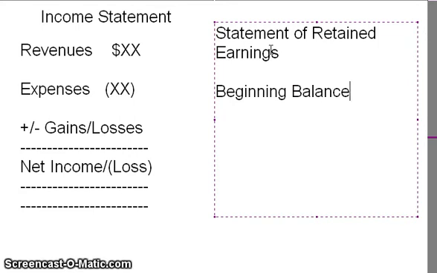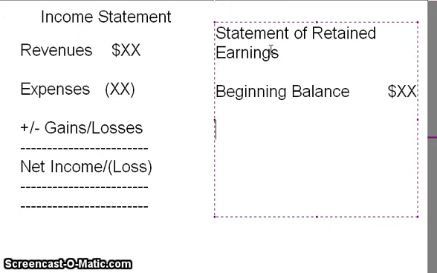You would start off with a beginning balance. If you had a brand new company, this beginning balance would be 0. But we're using X's here. You start off with a beginning balance. So if your company had money that it held on to from last year's earnings, then you'd have a number in here. But otherwise, you'd start off with 0 if it was brand new.